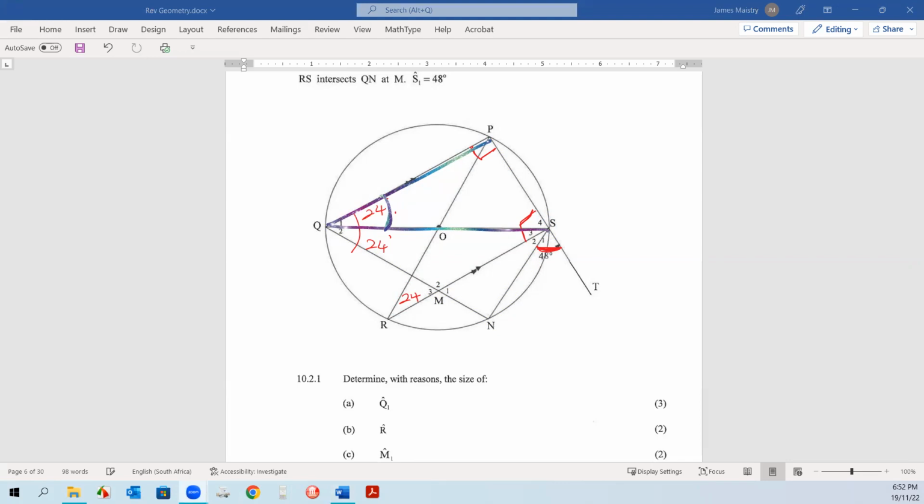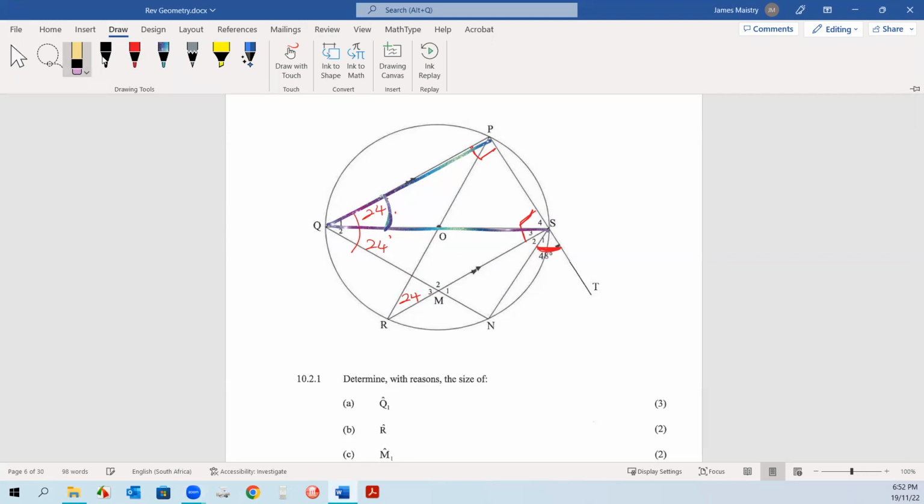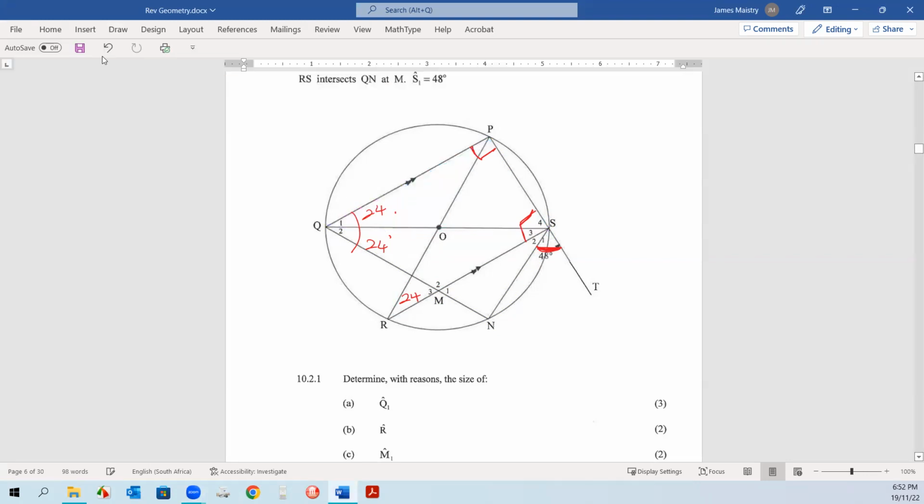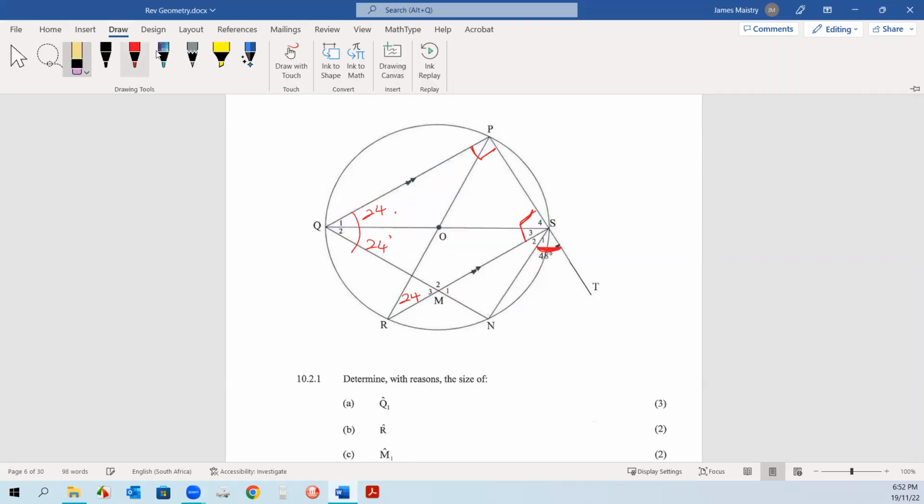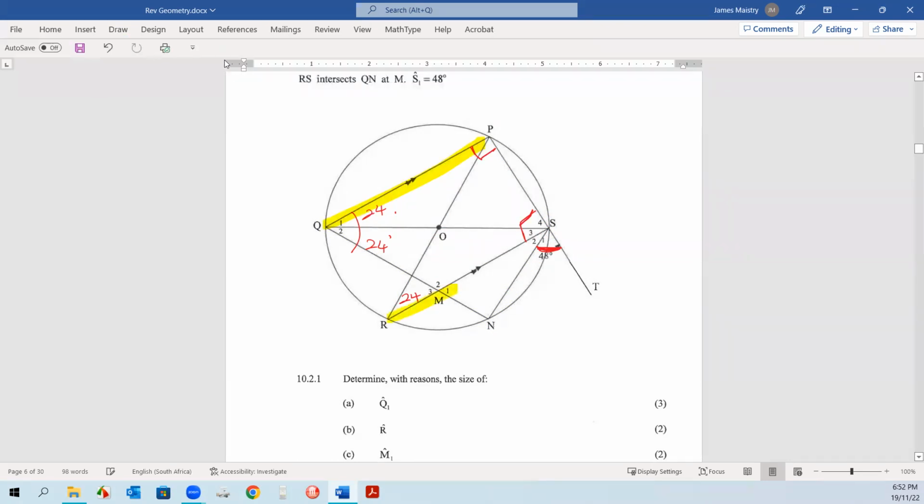All right, anyone came up with M1? It's 48 degrees for the corresponding angles. Hey, well done. Somebody saw the corresponding. Hard to see because you're not working on a diagram. Once again, I must apologize. It's very hard to see. So I just want to draw it in there.